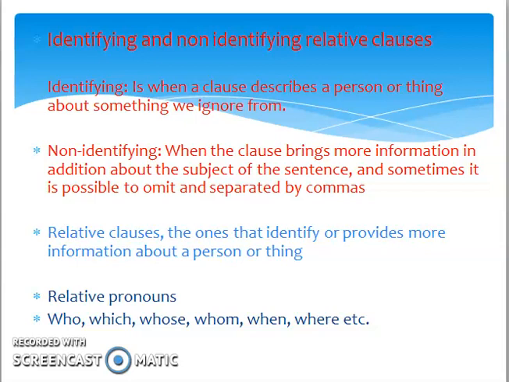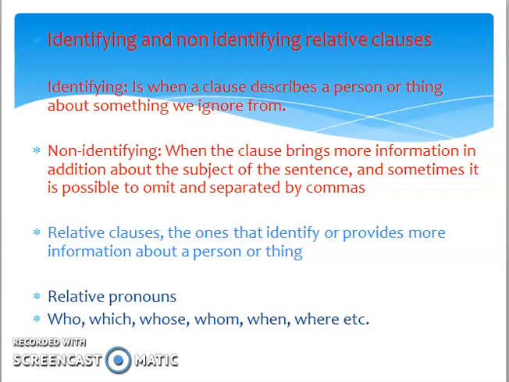It is also possible to omit the information by separating it with commas if you write this down on a piece of paper. If you're using these sentences, what you can do is not include that information. That's why it is called non-identifying relative clauses.